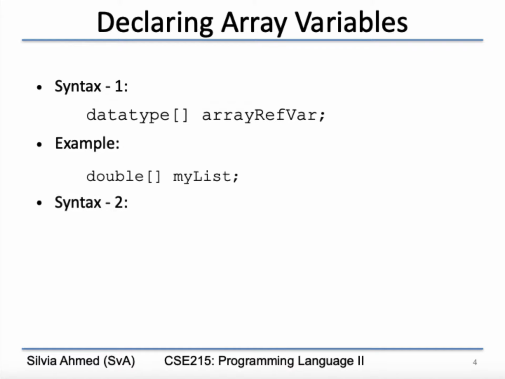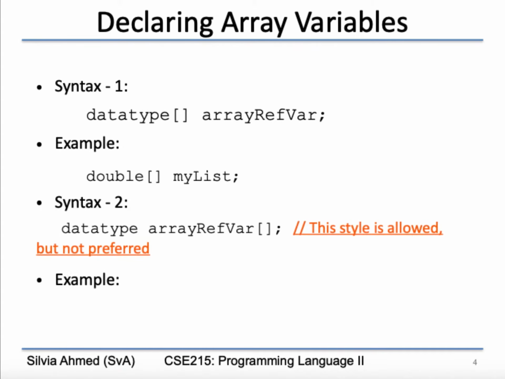There is another way to declare an array, that is what we have used in C. That means the normal data type, with the bracket pair alongside the name of the array. But it is preferred, or it is conventional, to put the bracket pair with the data type.